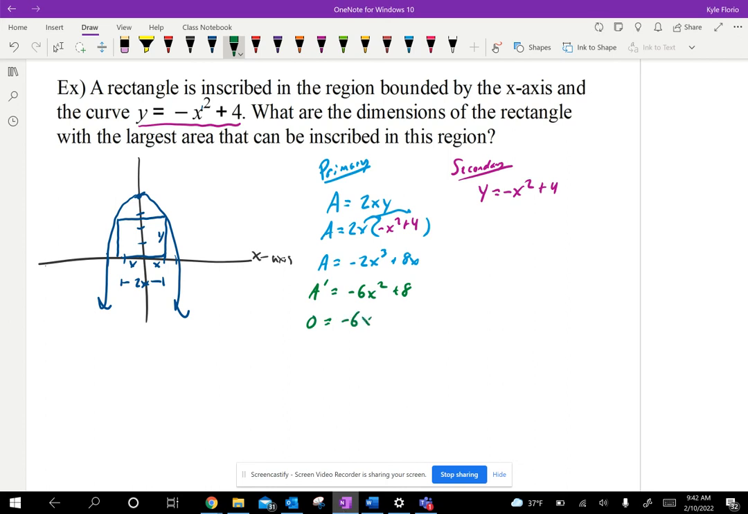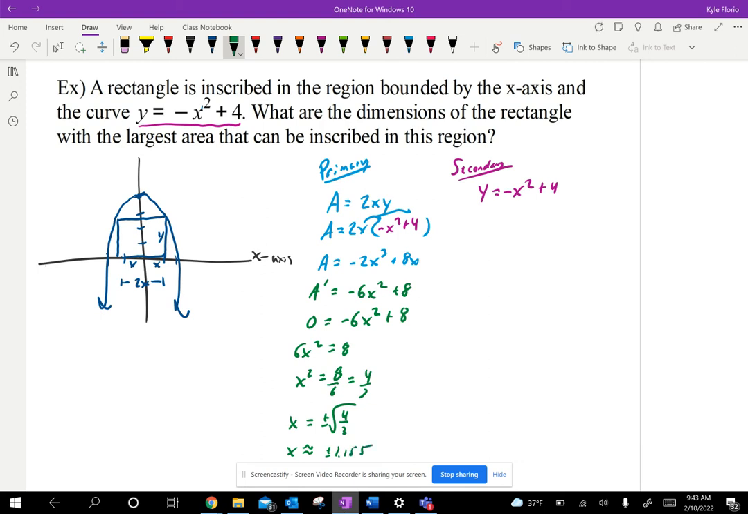So I want to find out where this thing is 0 or does not exist. It's going to exist everywhere because it's quadratic, but we can find out where it's 0. I'm going to add 6x squared to both sides, divide both sides by 6. 8 over 6 is the same thing as 4 over 3. Square root both sides, and it's going to be the square root of 4/3. As Zach mentioned last time, it's plus or minus. It's not actually going to matter here. If I put that in a calculator, I got about plus or minus 1.155.